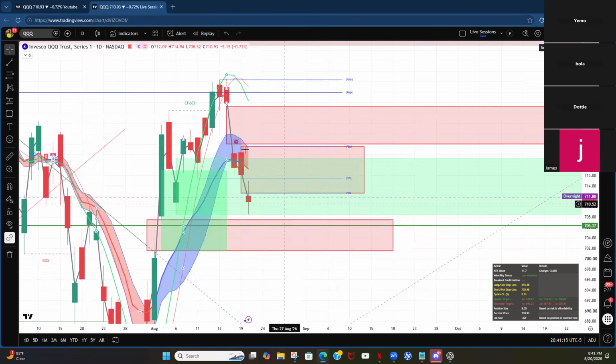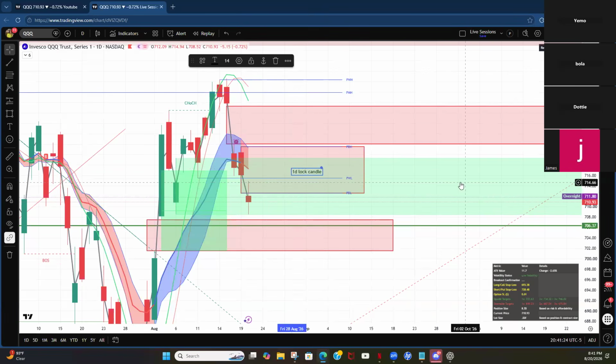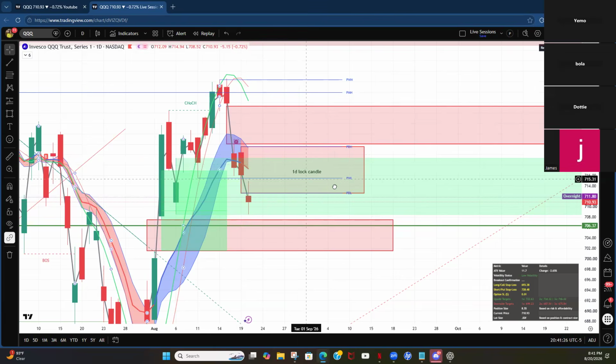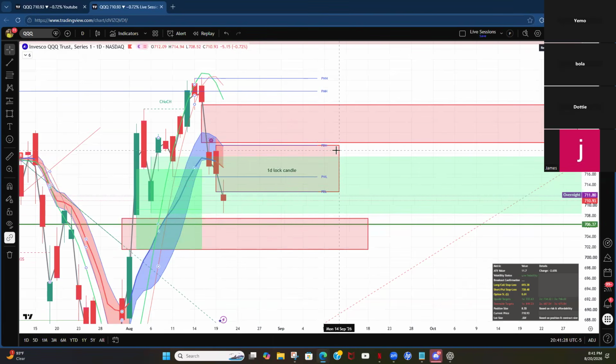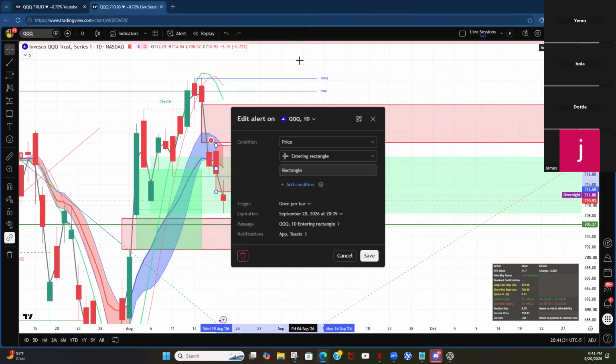Yeah. So when you make your box, if you draw a box, I have it on this lock candle. One, you can leave yourself notes. You can say this is the 1 day lock candle, because I have to see things visually. All right, so now I know what the box is there for. Now, if you click on the box and you go to your alerts, you can set it to where price is. I would set it right now to entering the box because we're outside of it.